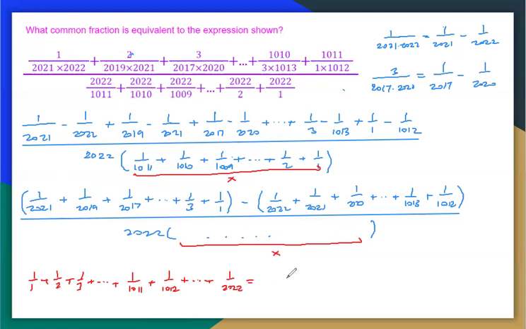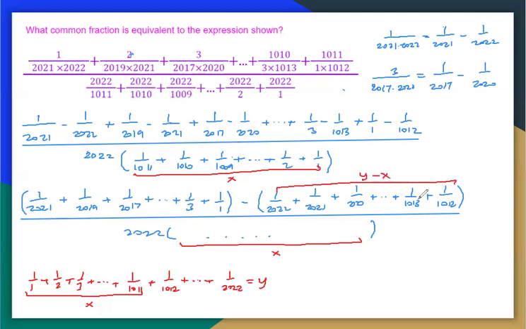So if this is y, then we know that 1 over 1 all the way to 1 over 1011, which is basically this part, is x, right? So the remaining part right here, 1 over 1012 all the way to 2022, which is just this part, has to be my y minus x. I hope that makes sense. So this part will be y minus x.